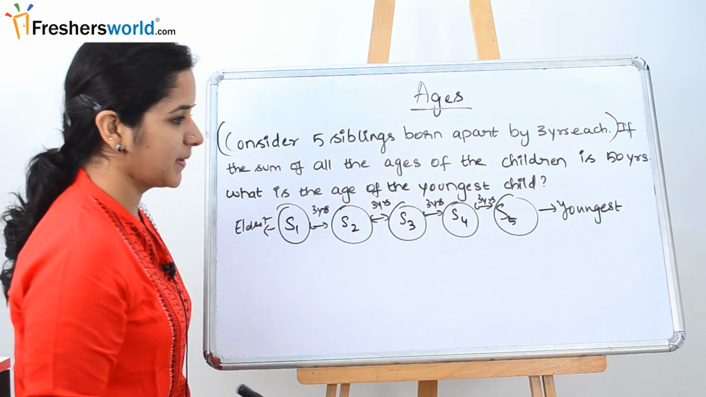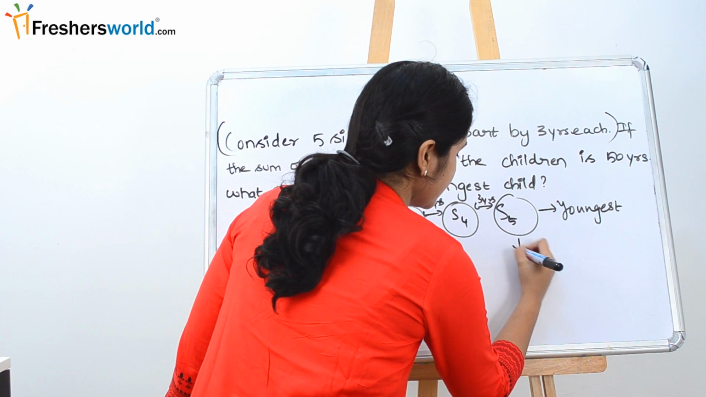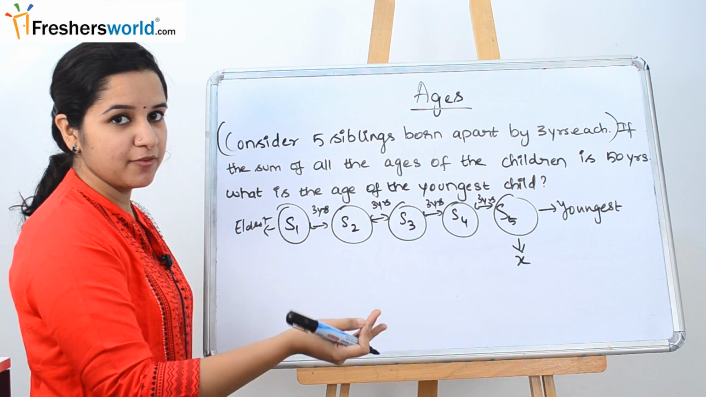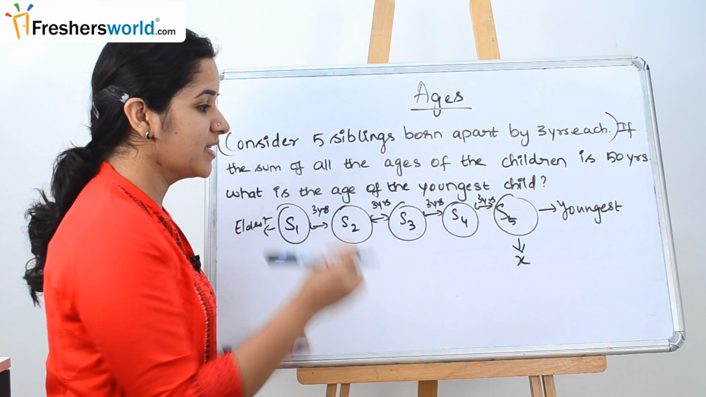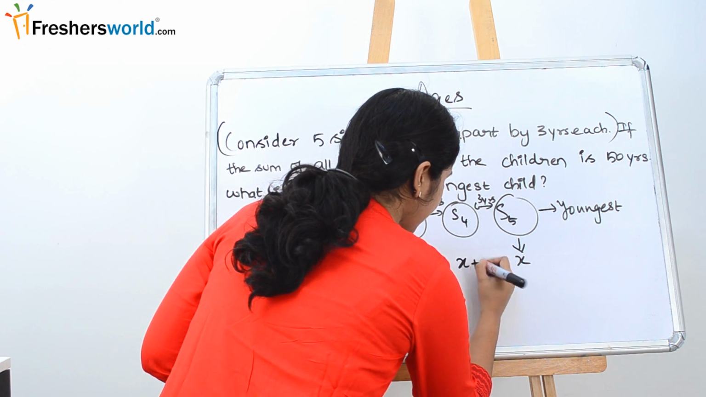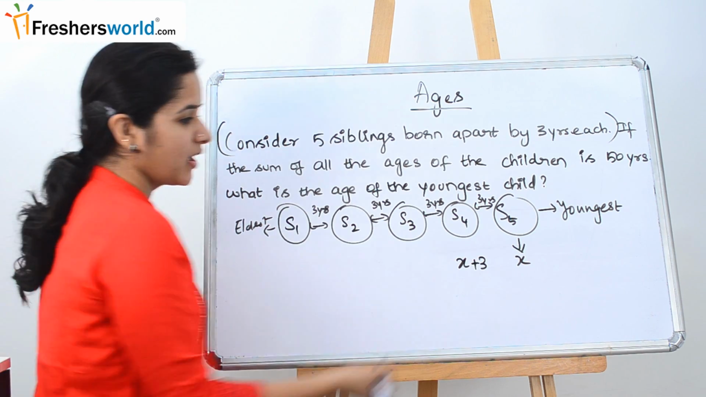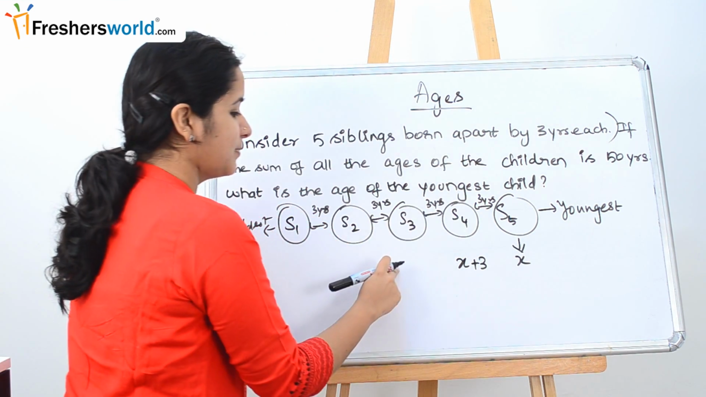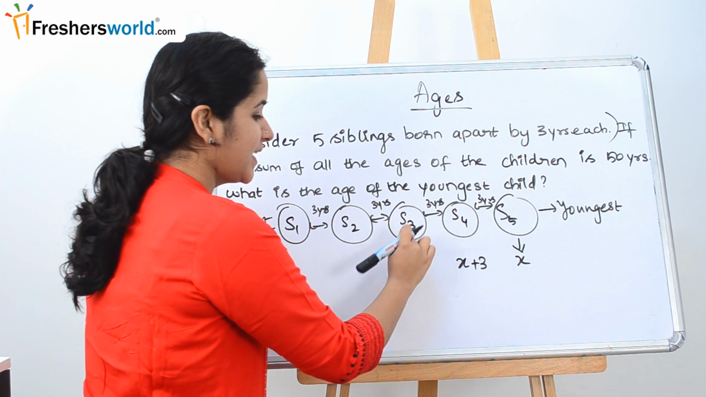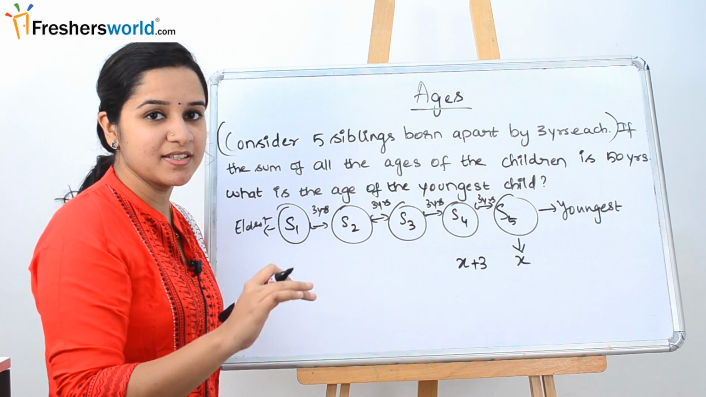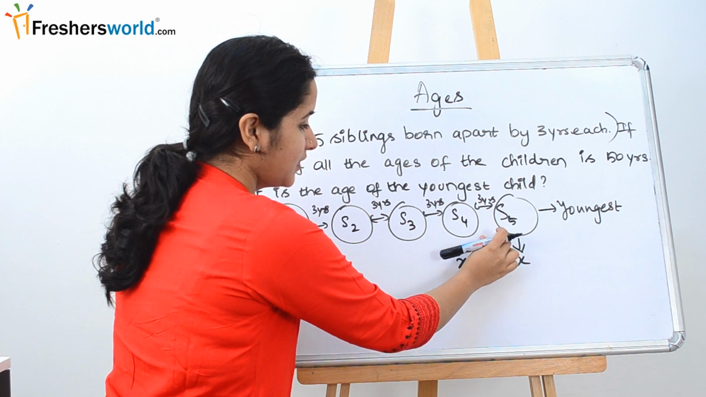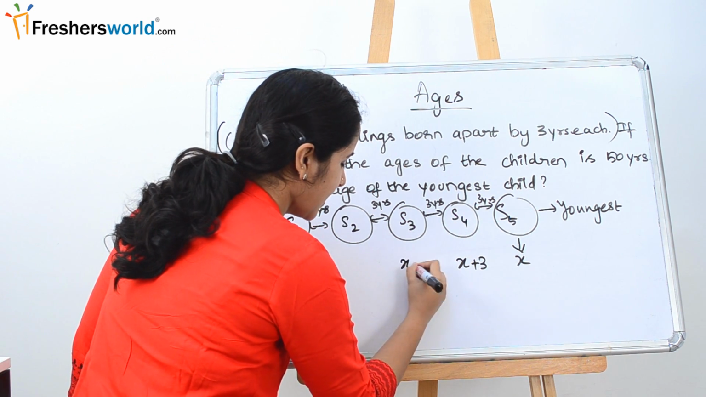So, how to solve this sum? Let's consider sibling 5 as X. We know the difference between sibling 4 and sibling 5 is 3 years. So, obviously sibling 4 will be 3 years older than sibling 5, so it will be X plus 3. Now we consider the youngest sibling and sibling 3. The difference between sibling 4 and sibling 5 is 3, and between sibling 3 and sibling 5 is 6 years. How? Because the difference between each of them is 3 years. So, we are adding 3 years of this and then 3 years of this. So, it becomes X plus 6.